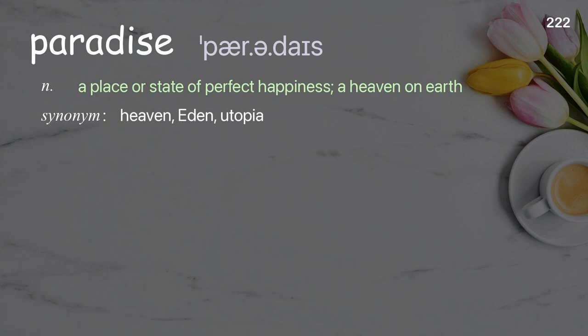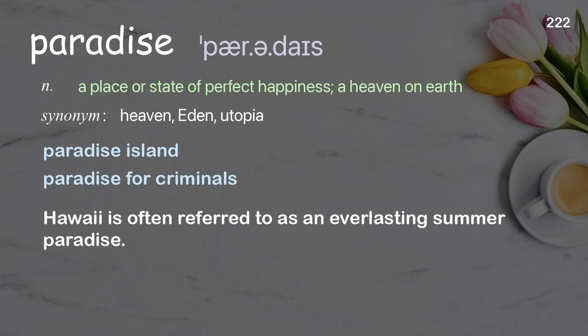Paradise. A place or state of perfect happiness, a heaven on earth. Examples: Paradise Island, paradise for criminals. Hawaii is often referred to as an everlasting summer paradise.